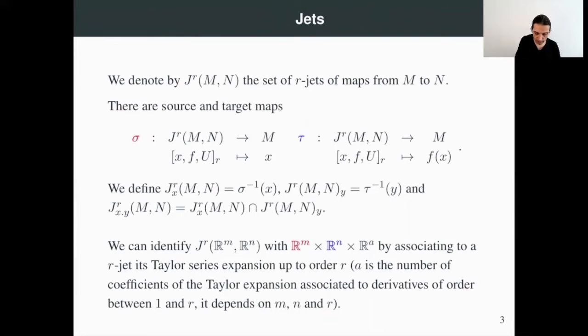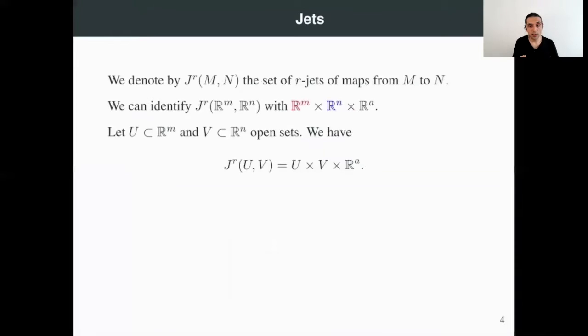What we have is that this jet space is indeed a Euclidean space, right? Okay, we can consider the set of r-jets when U is an open subset of R^m and V is an open subset of R^n. We are going to consider the set of r-jets whose source is in U and whose target is in V. And that's going to be U times V times R^A. And again, it's going to be an open subset of a Euclidean space because it's a product of open sets.